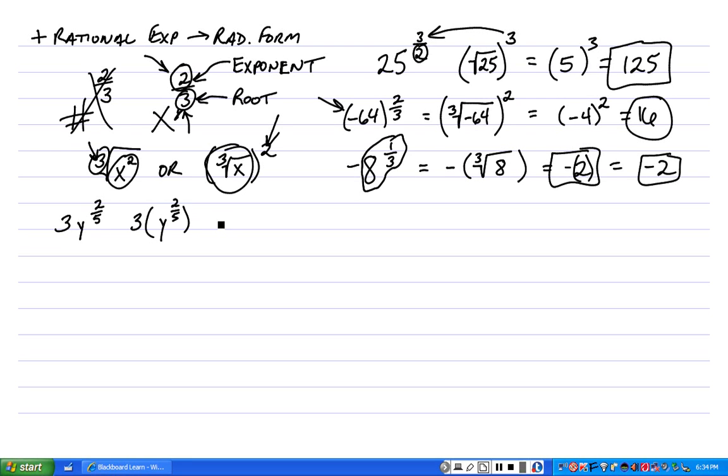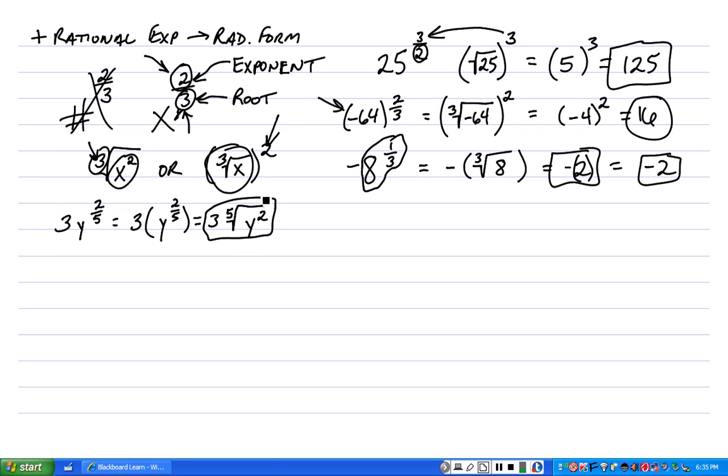So 3y to the 2/5 is like saying 3 times the 5th root, because the 5 is in the denominator, so that's your root, of y squared, because your 2 is in the numerator, so that's your exponent. So that'd be 3 times the 5th root of y squared, and that would be your answer.